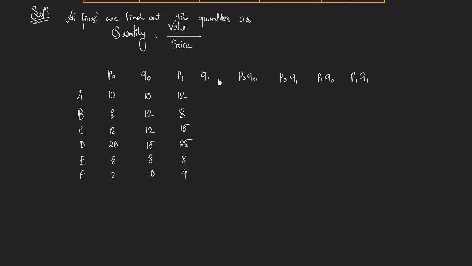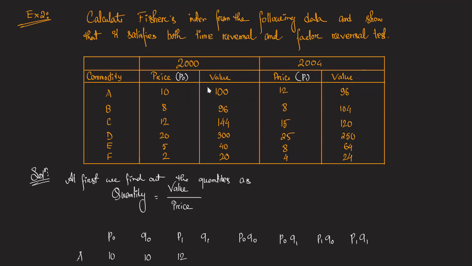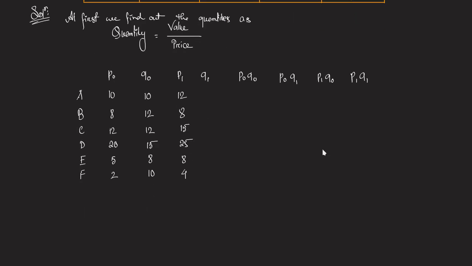And similarly, we will get the Q1 values. Q1 values we get as 96 divided by 12, 104 divided by 8, 120 divided by 15, 250 divided by 25, 64 divided by 8 and 24 divided by 4. So the Q1 values will be 8, 13, 8, 10, 8 and 6.